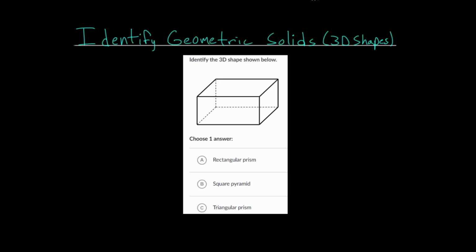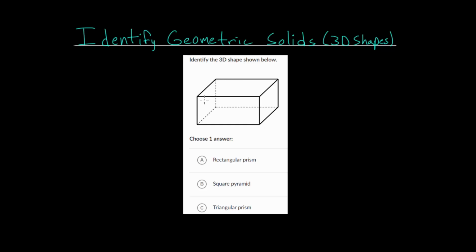In this video, I'd like to talk about identifying geometric solids, or in other words, we're looking at 3D shapes. So we're going to be given a picture and need to determine which of the options makes the most sense. So this shape right here, this is essentially just a box.